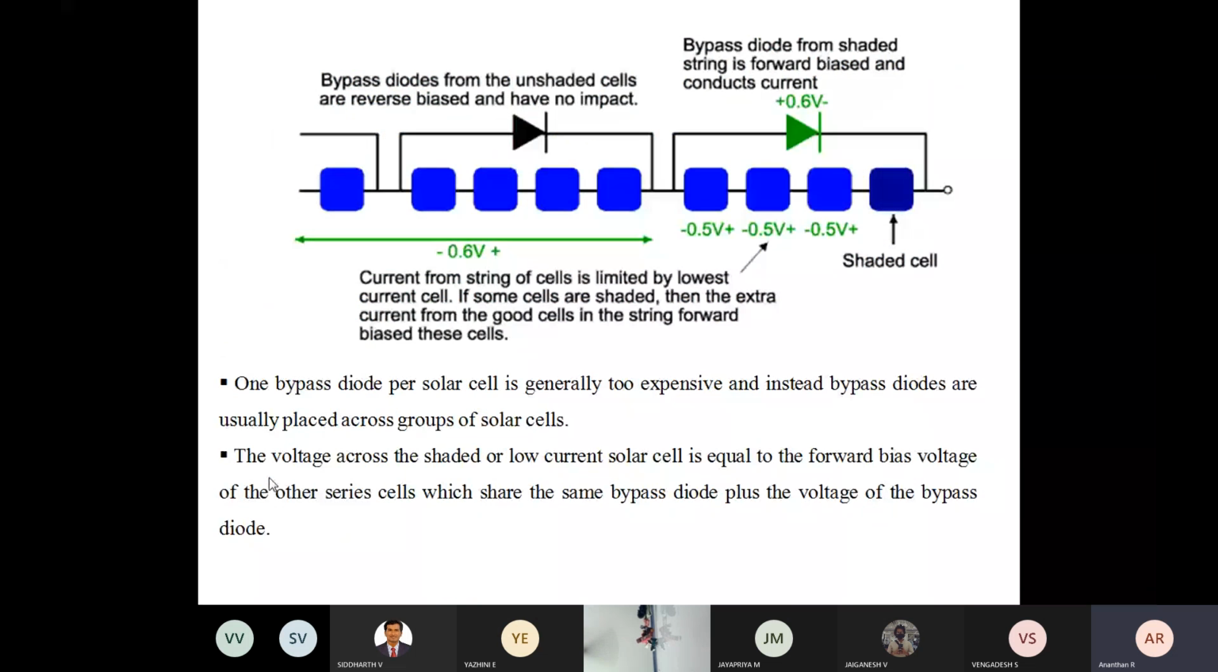Let us look at the diagram. In the last case, if there is no bypass, whatever energy is generated by the shaded cell will be your final output. But now, let us say this cell is shaded. The remaining string will be considered as a reverse biased cell, and this whole thing will be bypassed. Whatever energy is generated, 0.6 volt is generated by the remaining unshaded cells, which will be given to your final output. So that is the idea for introducing your bypass diode.